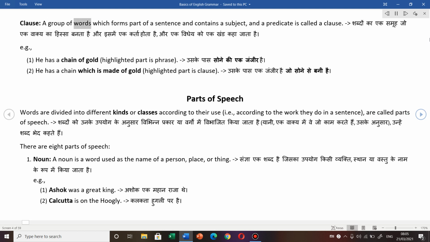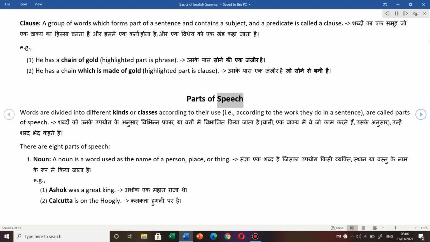Clause: a group of words which forms part of a sentence and contains a subject and a predicate is called a clause. For example, he has a chain of gold; the highlighted part is a phrase. He has a chain which is made of gold; the highlighted part is a clause.